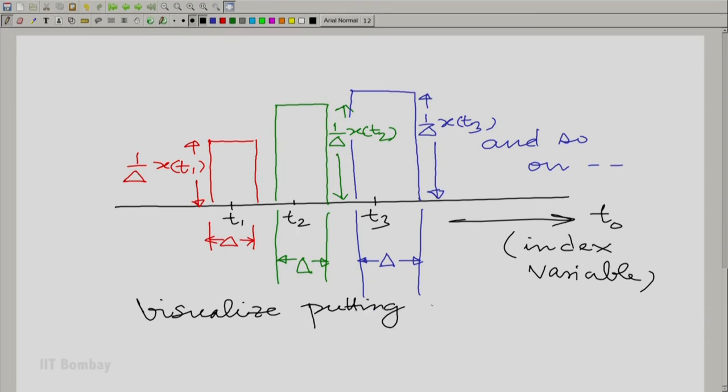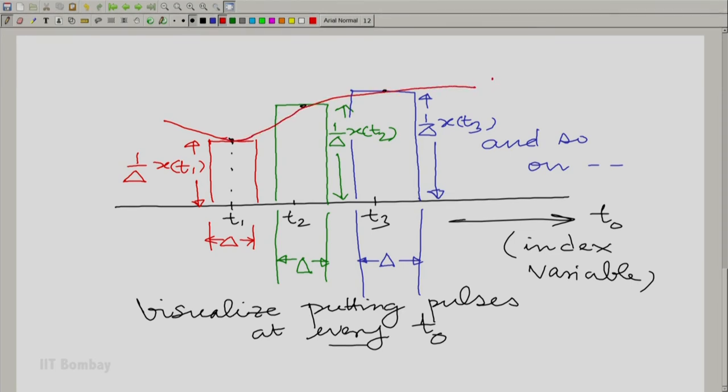Now, visualize putting pulses at every t0. So, here you have x at t1, you have x at t2 and so on. And maybe you have some continuous function here which goes like this perhaps. This is actually, graphically, 1 by delta times x of t0 here. And now, because you have a continuum of pulses, these are not discrete points. At every point there is a pulse, so to speak. And all these pulses need to be combined. And their combination leads you to the function x at t0 under the integral sign. So, you see the integration is required because you have unit area contained in each pulse.